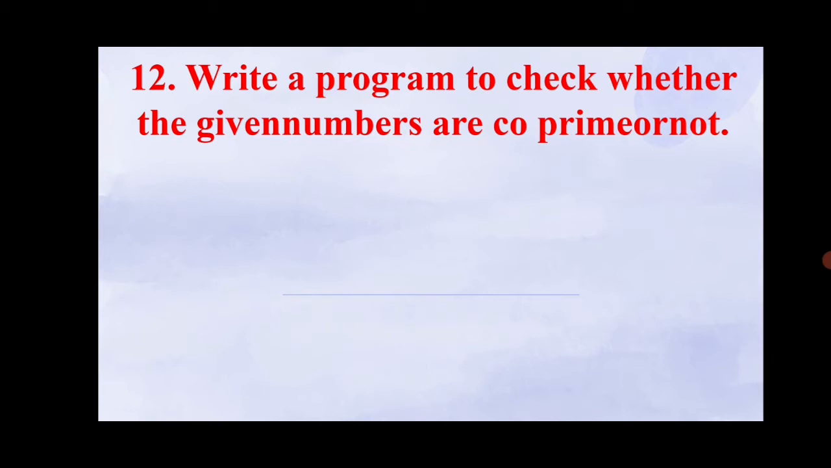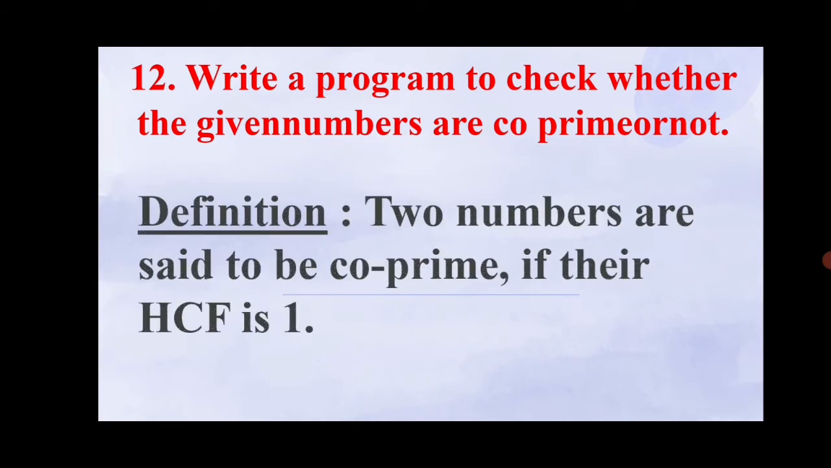What are co-prime numbers? Here is the definition. Two numbers are said to be co-prime if their HCF is 1. HCF means highest common factor. The highest common factor is 1.